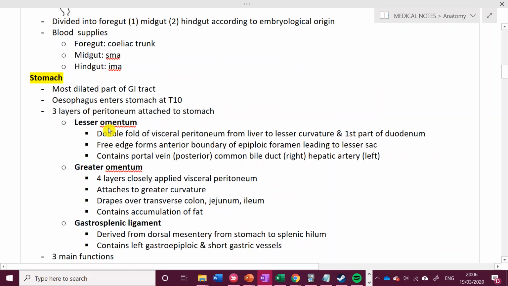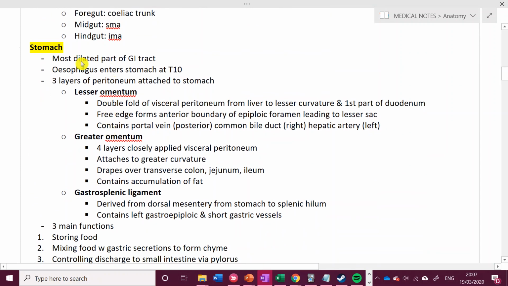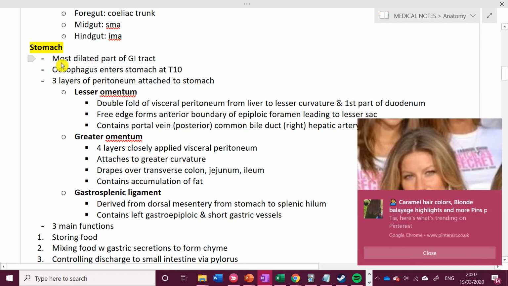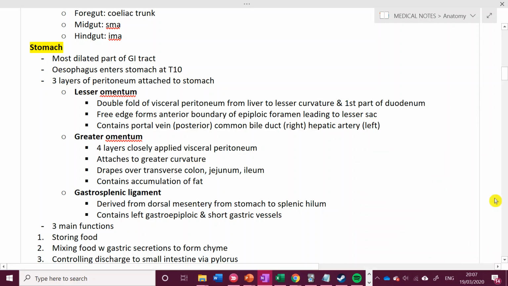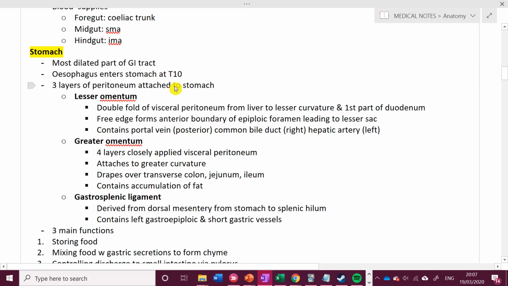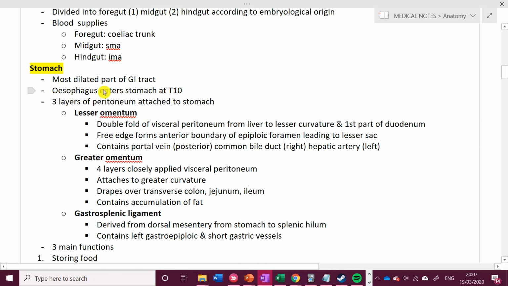So let's talk about the stomach, which is part of the foregut. You'll think of the stomach as a reservoir that holds food, but anatomically speaking, it's just the most dilated part of the gastrointestinal tract. So the esophagus pierces the diaphragm through the right crus and enters the stomach at T10 level. It has 3 layers of peritoneum attached to it, and these are the lesser omentum, the greater omentum, and the gastrosplenic ligament formed by the peritoneum.